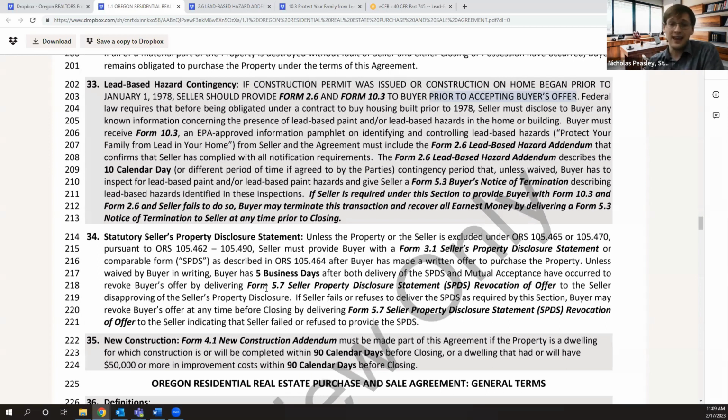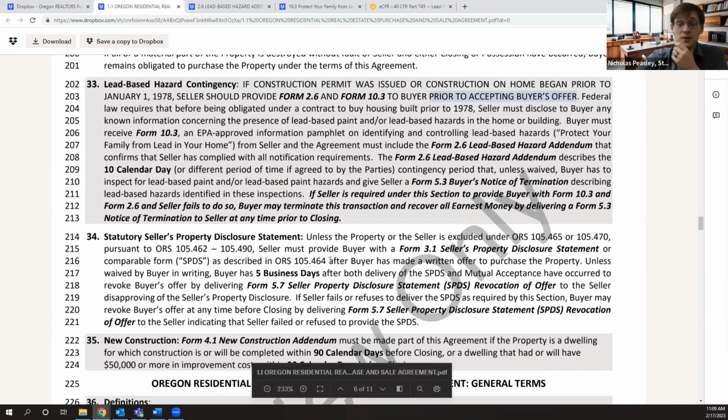The EPA can go in and look at how many offers you've had that were built before 78 and say, well, you didn't deliver the pamphlet on any of these, and it can be hundreds of thousands of dollars in fines that get levied against your brokerage for essentially violating federal law. So make sure you give these documents when you're supposed to. Prior to buyer's acceptance is the way you're supposed to do it. At the moment of buyer's acceptance and binding buyer to the deal, that's also acceptable under EPA regulation.